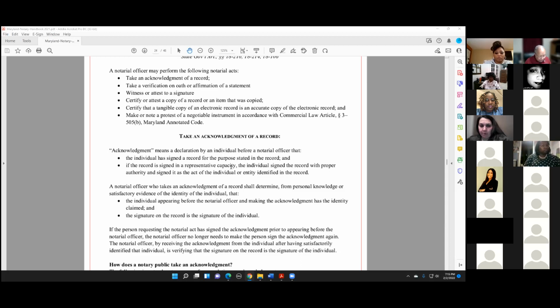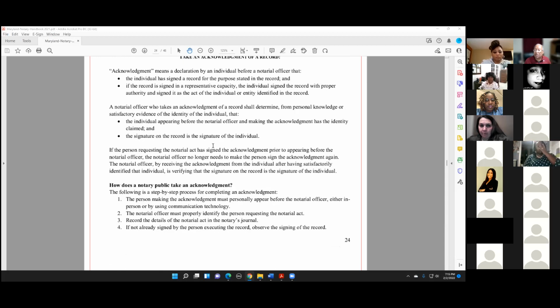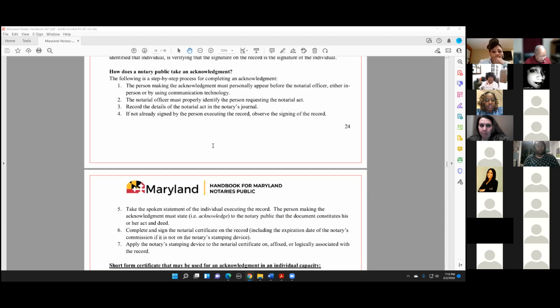And now here are the steps that we need to go by in order to do an acknowledgement. The person making the acknowledgement must personally appear before the notarial officer, either in person or by using communication electronic technology. The notarial officer must properly identify the person requesting the notarial act. Record the details of the notarial act in the notary's journal. If not already signed by the person executing the record, observe the signing of the record. Take the spoken statement of the individual executing the record.